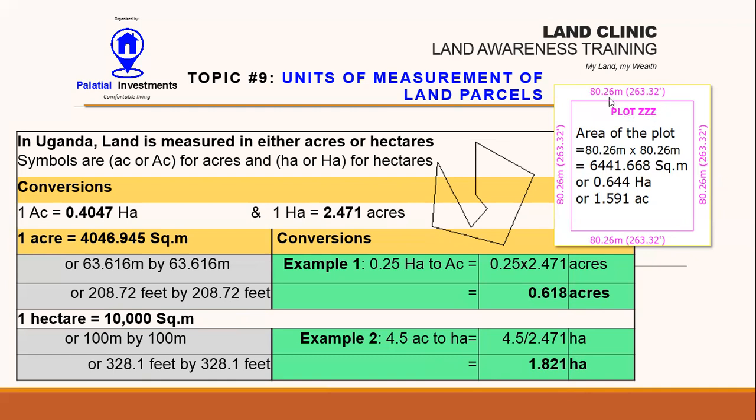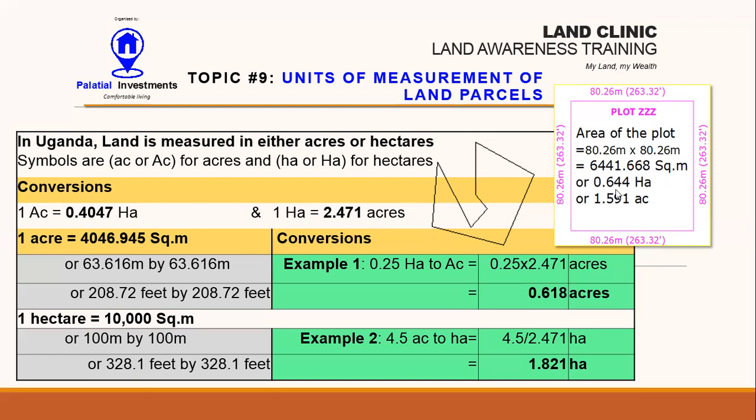Now, we just gave a common example here: for example, you have a plot ZZ and this plot is 80.26 meters. The equivalent of 80.26 is actually 263.32 feet. Now, we assumed it's a square, all the sides are equal. So this side also you have 80.26, 80.26. Now, if you're getting the area, it will be length times width, which is 80.26 times 80.26. Since this is meters and this is meters, when you multiply, the answer will be in square meters.